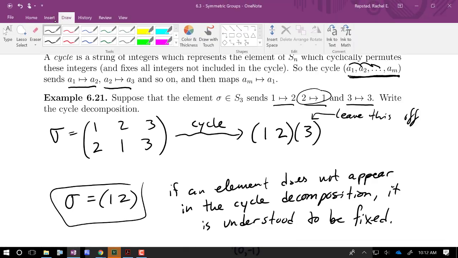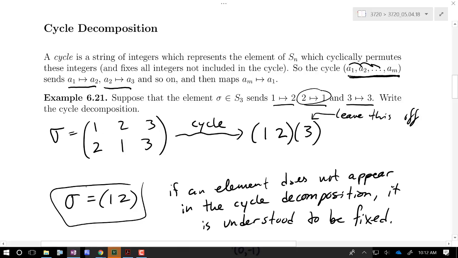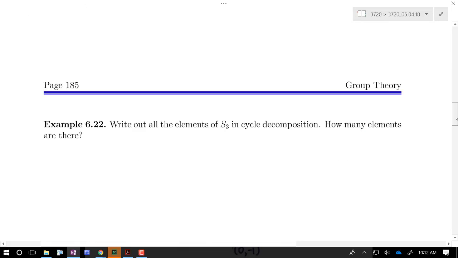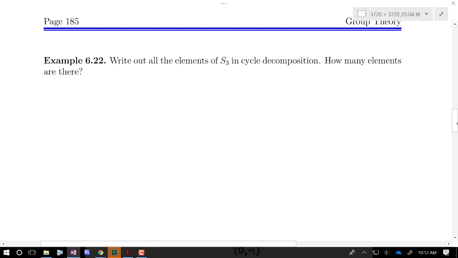So just comparing these two, this is sort of why we adopt a cycle decomposition, the cycle notation, because this way to express the element sigma is certainly a little bit more efficient than writing it the old way. So now, let's say we have these 6 elements that we came up with at the top of the first page. Let's just write each of these in cycle decomposition form.